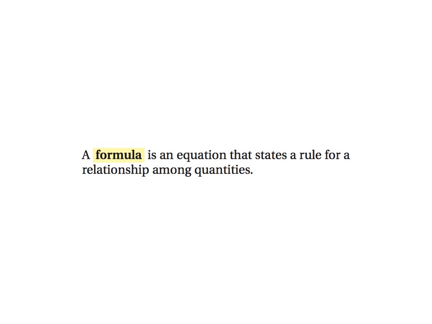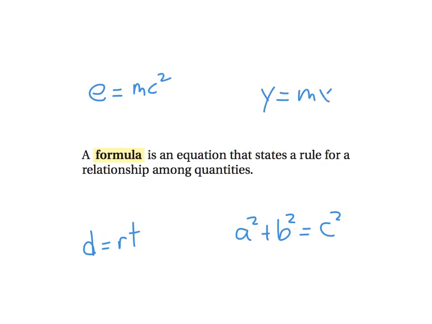A formula is an equation that states a rule for a relationship among quantities. And there's lots of famous formulas from science class, from geometry class. For example, we're going to work with one later, which is d equals rt, distance equals rate times time. You've probably heard of the Pythagorean theorem, which is a squared plus b squared equals c squared. That's a formula. E equals mc squared. That's a famous formula. Y equals mx plus b. That's a famous formula. So there's a lot of these formulas, and the thing about them is they usually have, but not always, more than one variable. And that's where our skills for today's lesson are going to come in handy.